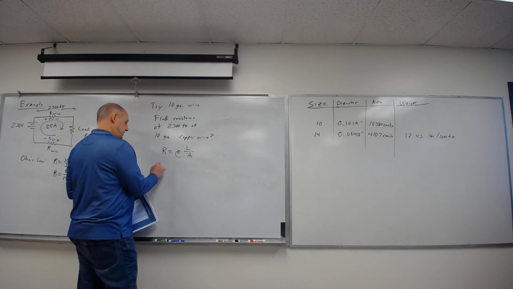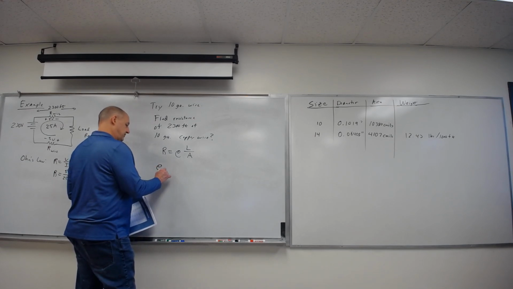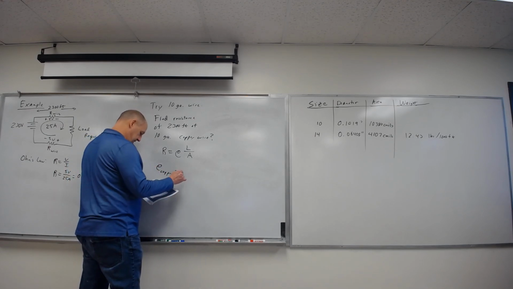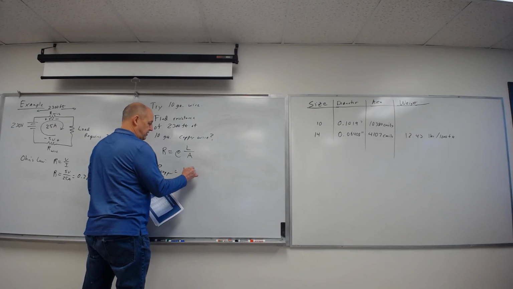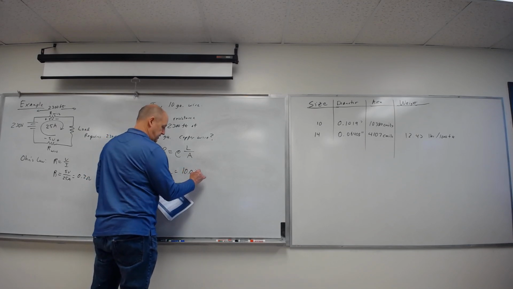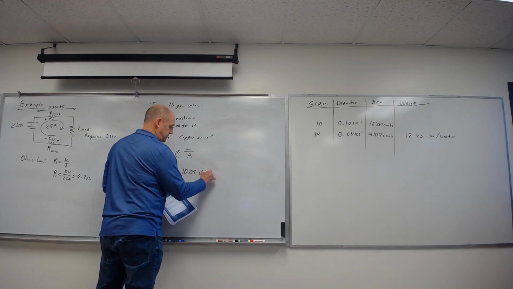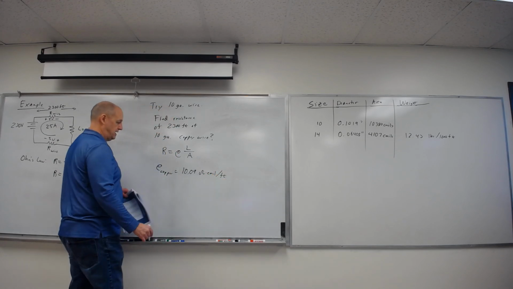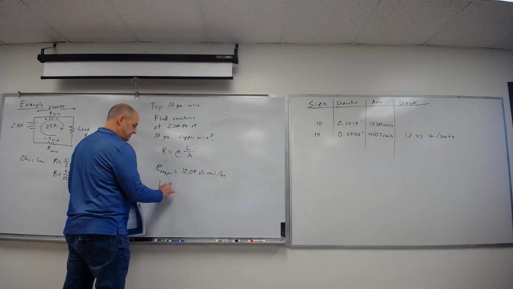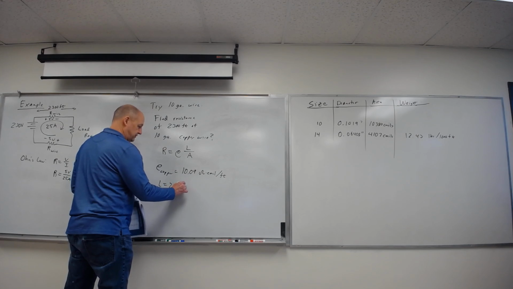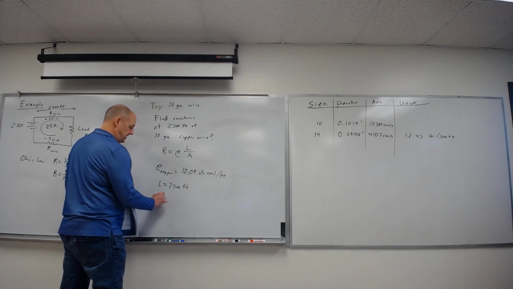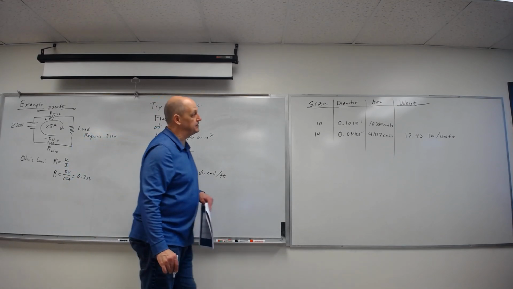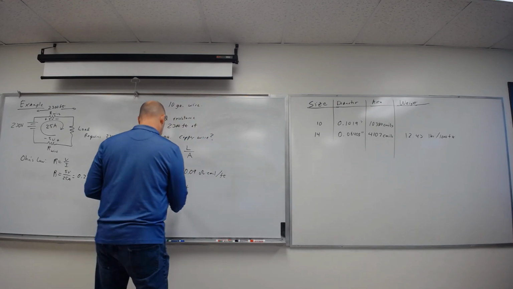So, resistivity for copper is 10.09 ohm C mils per foot. Okay, again, my length is 2,300 feet. My area is whatever number I had over there, 10,380 C mils.